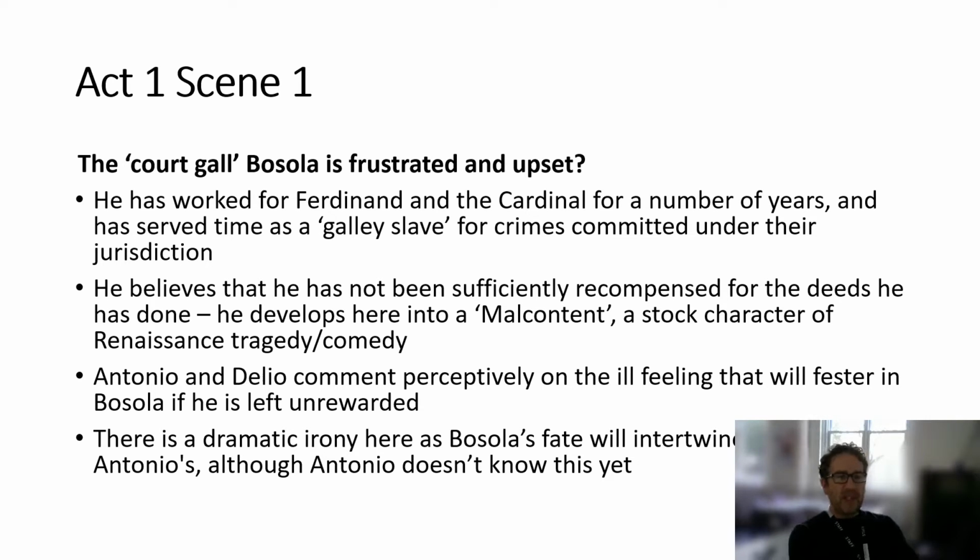Now, he believes he hasn't been recompensed for the deeds he's done for the cardinal, and Antonio and Delio comment on how this ill feeling will fester in Bosola if he's left unrewarded. You might notice a lot of the imagery in the play is to do with disease and disease spreading, and in a way that fits in with what tragedies are. They're all about revenge, and revenge is seen as a corrosive disease. Those who employ revenge usually are diseased and become diseased by their desire for revenge.